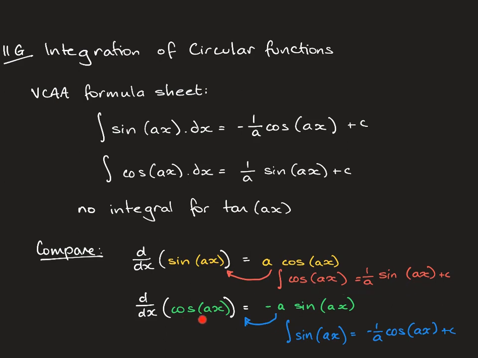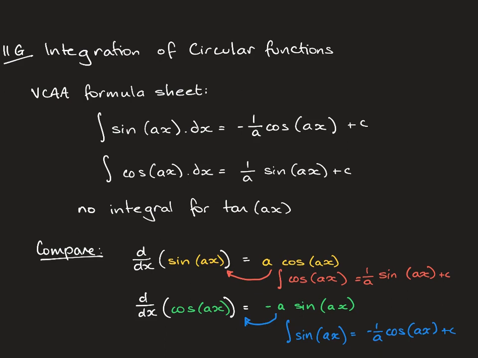And the same with cos of ax. You find the derivative of cos ax, you get minus a sine ax. So if you integrate this whole side, you can bring the minus a out as a common factor at the front and then divide through by minus a on both sides.